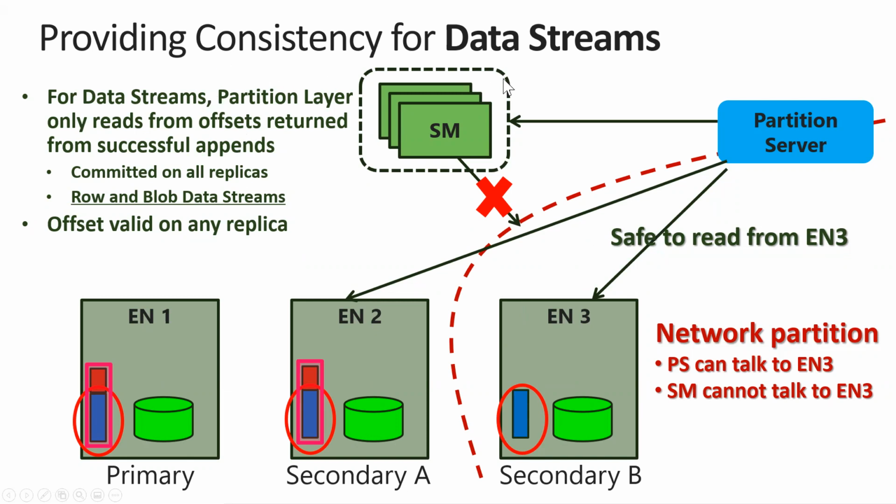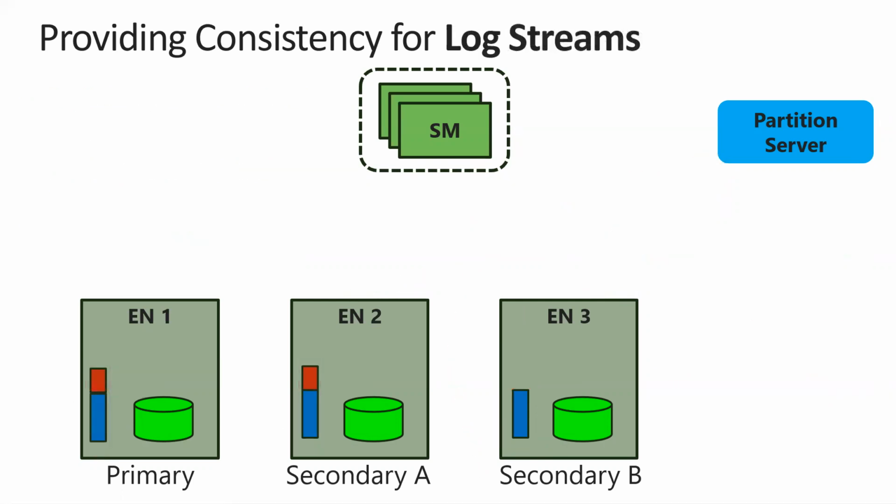Remember, we talked about two kinds of streams, log streams and data streams. This was the data streams. For log streams, if a partition server wants to access the data, to reiterate, data streams were storing the actual blob information or the checkpoint of the information, whereas log streams were storing the commits, the commits that we were getting from data.